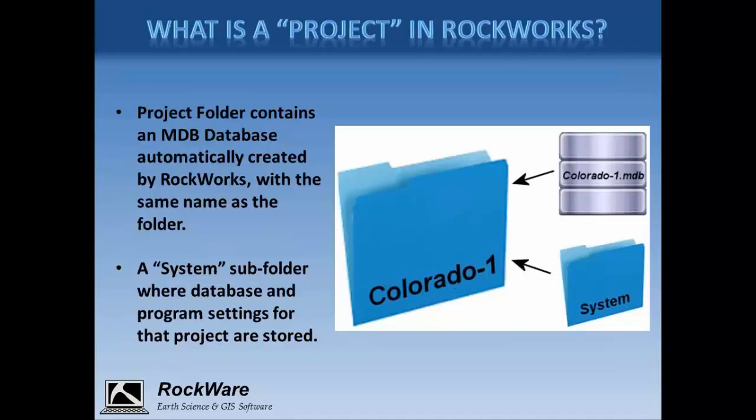A project in RockWorks consists of a folder where RockWorks creates a borehole database, which is an MDB file, with the same name as the folder. For example, if you create a project folder named Colorado 1, then the program will automatically create a new blank database in that folder named colorado1.mdb. The project folder is also where your grid models, solid models, 2D and 3D diagrams, and other project files are stored. Each project also has its own set of menu settings and customized database dictionaries or layouts. These are stored in a system subfolder inside the project folder, which the program also creates automatically.